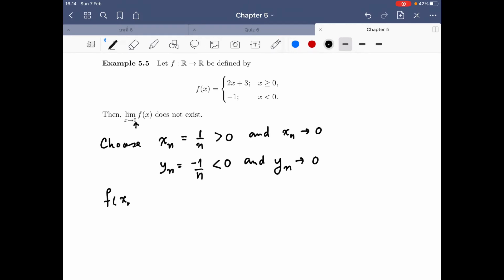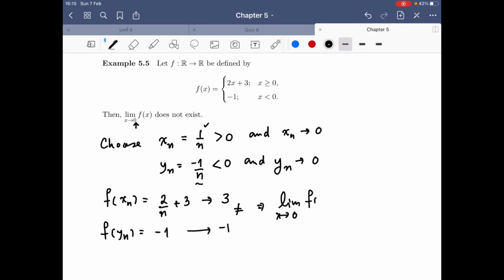However, f of xn, because all the xn are positive, is 2 over n plus 3, which goes to 3. But f of yn is always -1, because all the yn are negative. So this one goes to -1. Again, the limits of f of xn and f of yn are not the same, so it means that the limit as x goes to 0 of f of x does not exist.